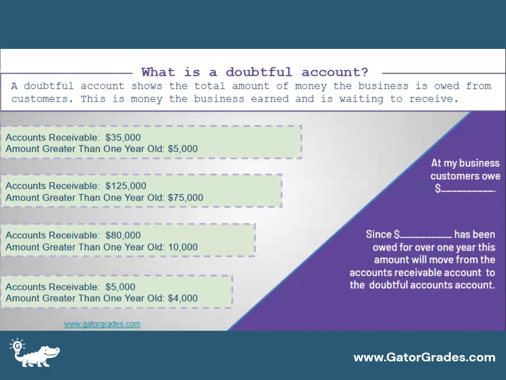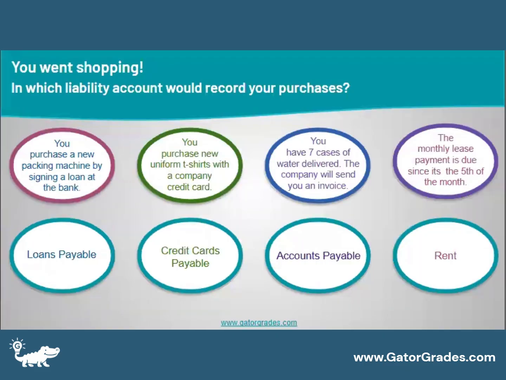And what about number 4? At my business, customers owe $5,000. Since $4,000 has been owed for over 1 year, this amount will move from the accounts receivable account to the doubtful accounts account. Looking back at these 4 examples, the second green rectangle has the greatest dollar amount of money owed that has not been paid by the customers.